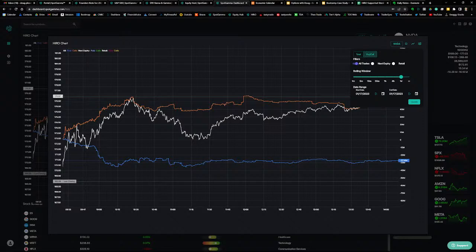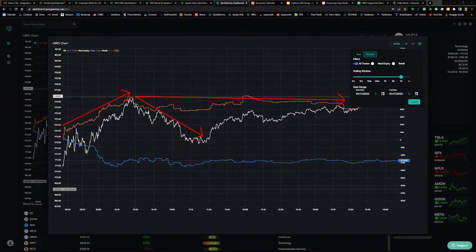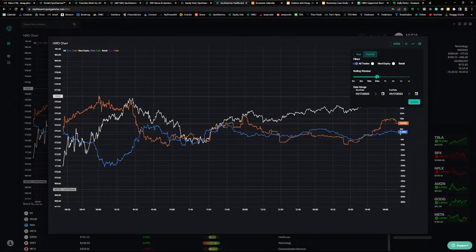And notice here, in the morning, traders are buying calls. And that was what was driving price higher. And then as they stopped, price started to drop. Let me clear this. I'm going to take a look at it. I'm going to change the rolling window period to 30 minutes. That should give a little bit more clarity.